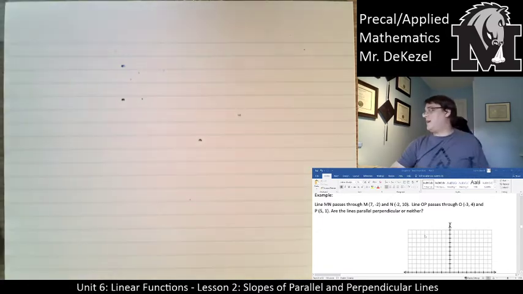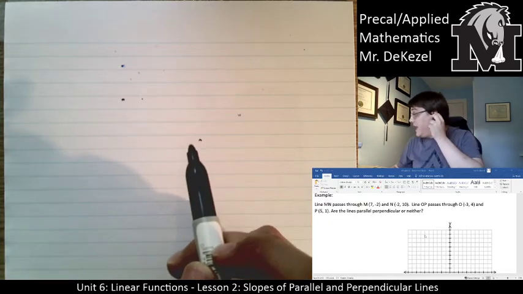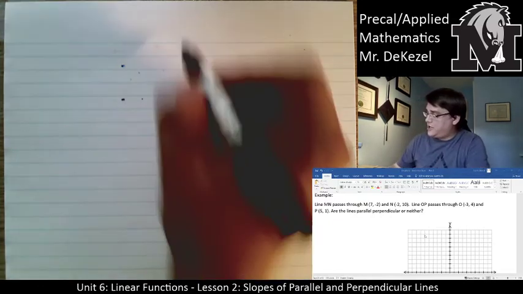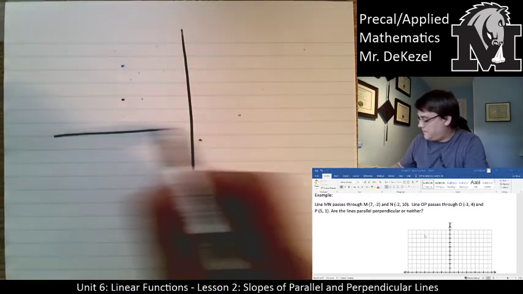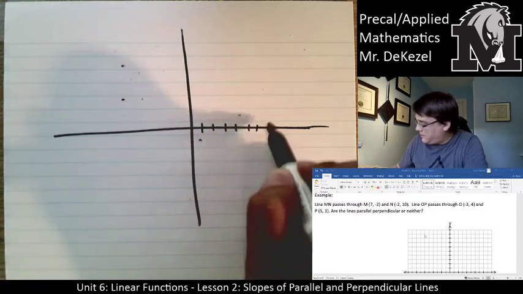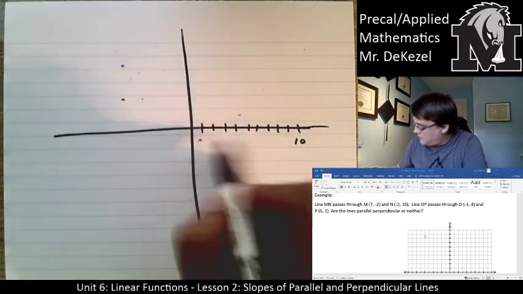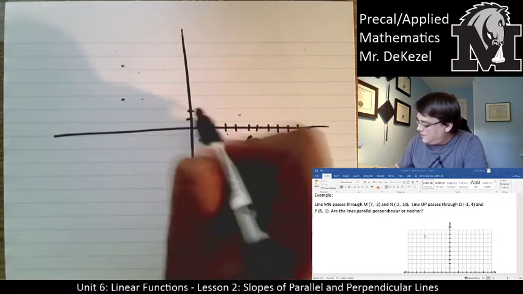So we have MN and OP this time. Let's make another graph. I see that they go all the way to 10, so I'm going to make mine a little larger. I believe yours has up to 10 on it already, so that's good. So I'm going to have 1, 2, 3, 4, 5, 6, 7, 8, 9, 10. 1, 2, 3, 4. Make a mark at 5 to give myself a little bit of a better chance.